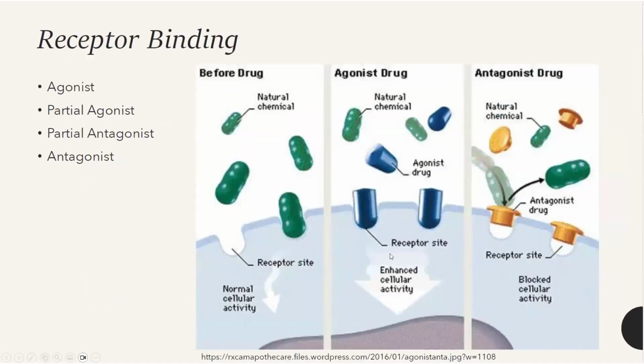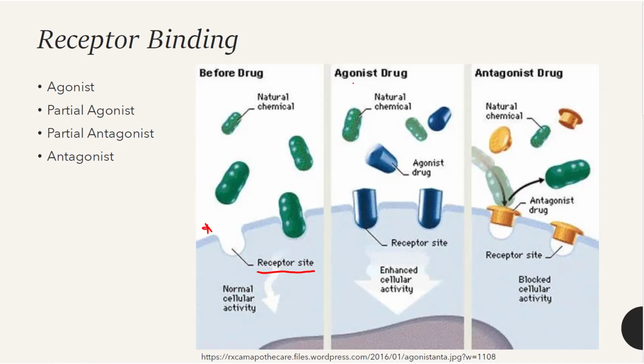Now, receptor binding. This is similar to what we've talked about with protein-ligand interactions. But when it comes to a receptor that binds to a protein, we have a couple of different terms that you need to be familiar with: an agonist, a partial agonist, a partial antagonist, and an antagonist. Here what we've got is our receptor site right here.